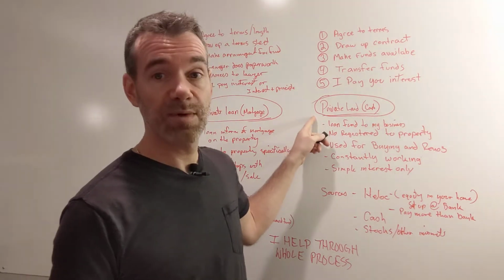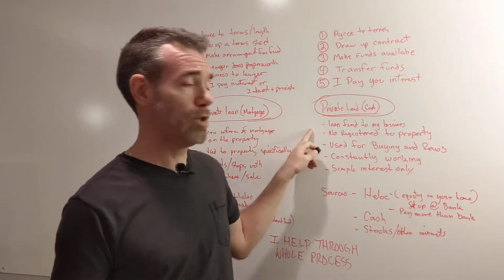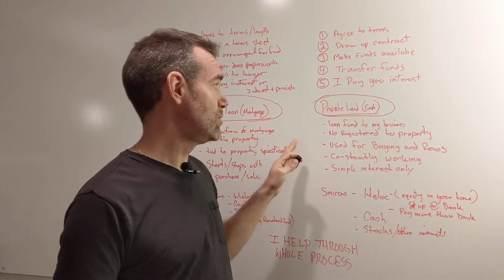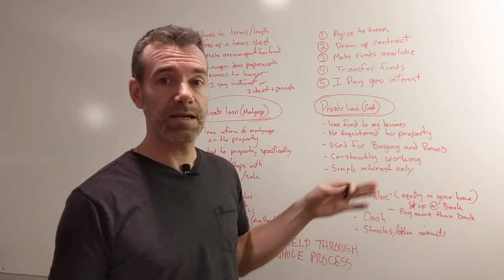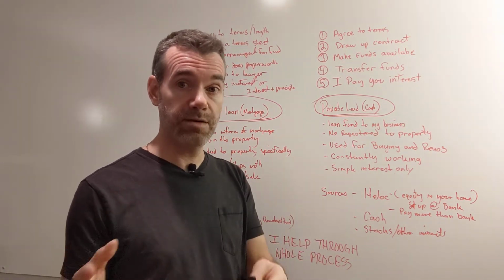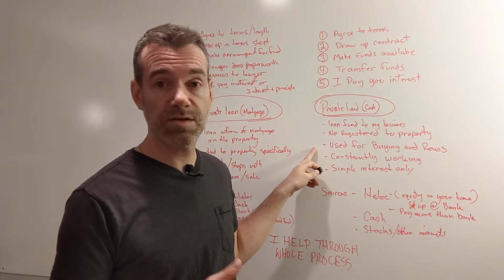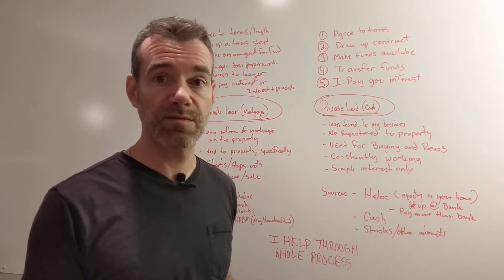So the first option that we have is private lending for cash. Now, this is just a loan to my business, and this loan is not registered to the property. It is based on a promissory note between you, the lender, and me, the borrower. It's primarily used, well, I should say exclusively used for investment purposes.